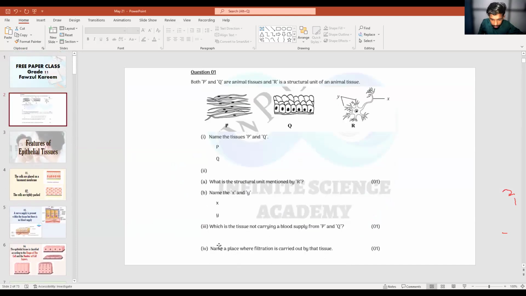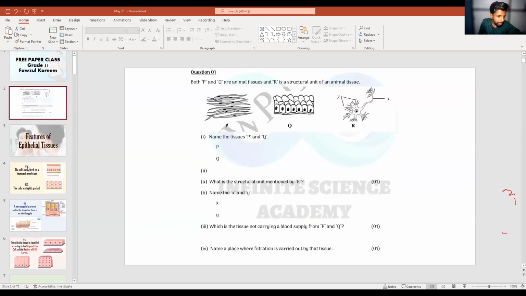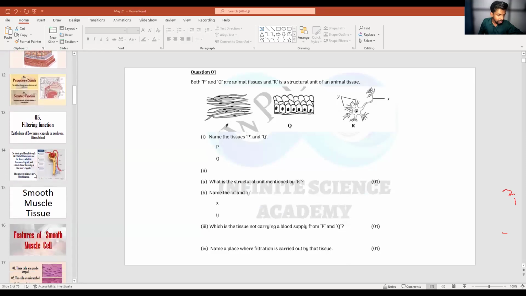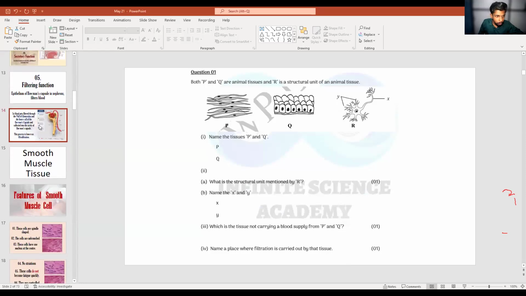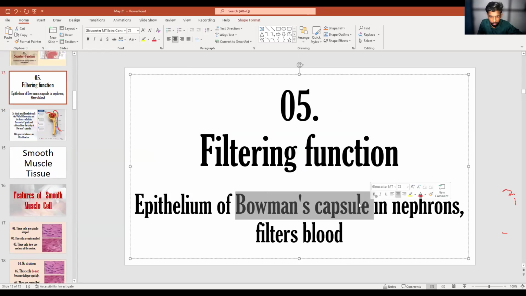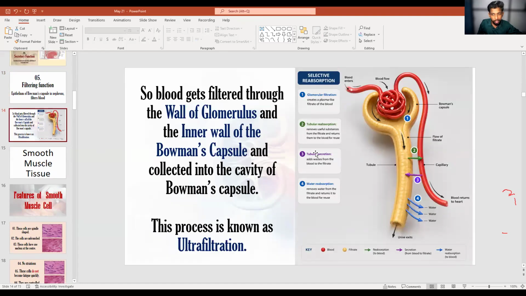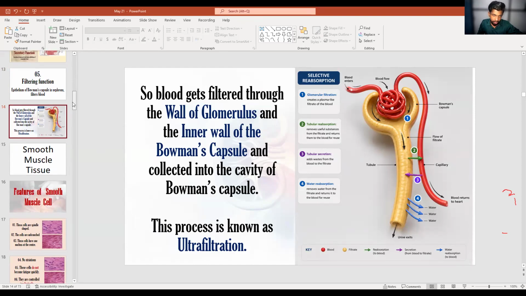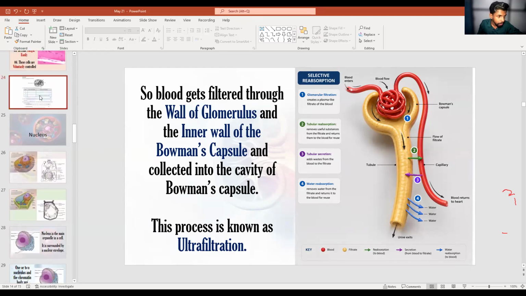What are they asking? Name a place: that is the Bowman capsule here. The filtration happens in the Bowman capsule. You may be asking what the Bowman capsule is. It will be discussed further in your grade 11 unit number 6 under the excretion, but don't worry. Do this.